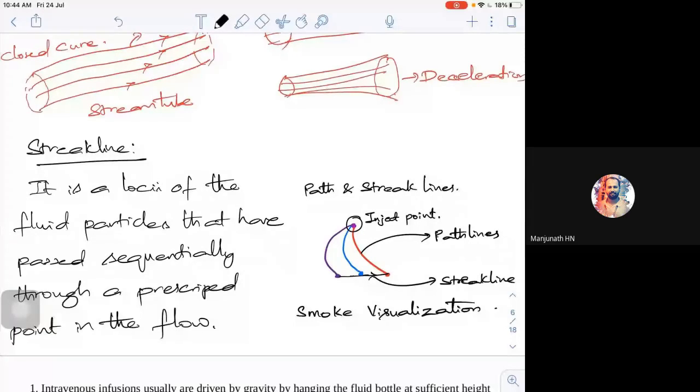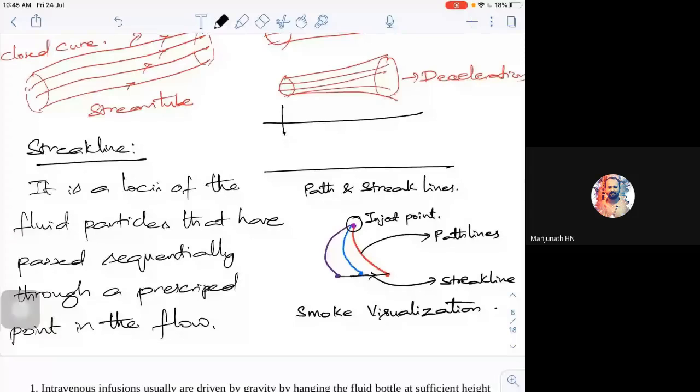So we have something called a path line. We are going to put a dye. So when I put a dye, the red color is one path line, at different time points, say t is equal to 1 second, t is equal to 2 seconds, t is equal to 3 seconds. Let me explain it like this. I have a dye here, and from this particular point, I'm going to inject it.